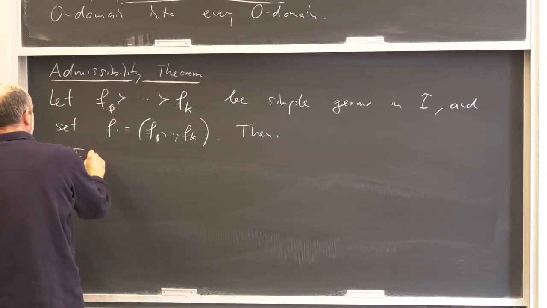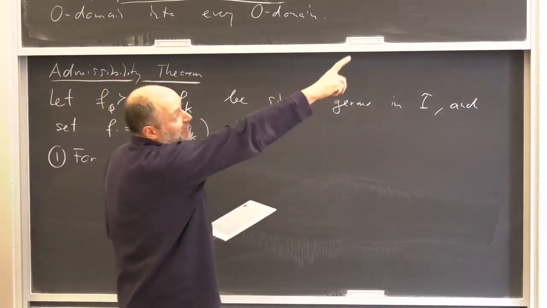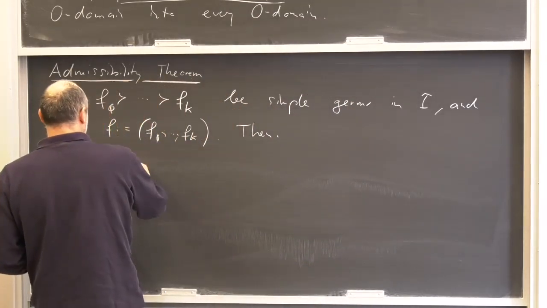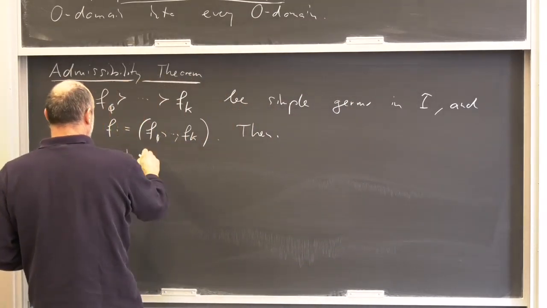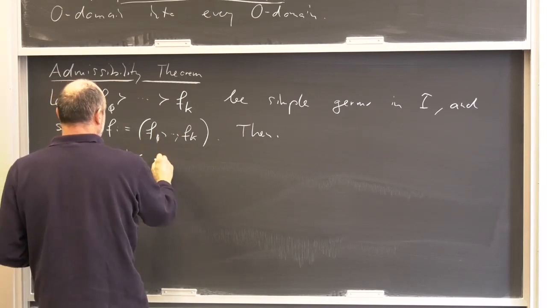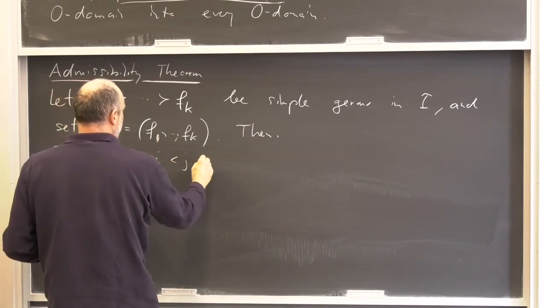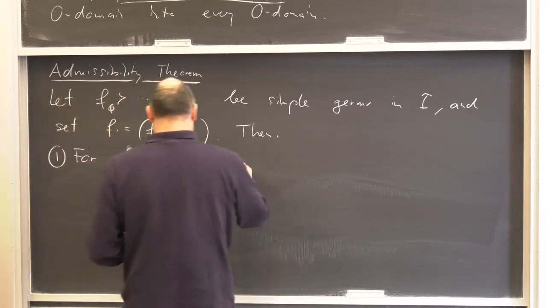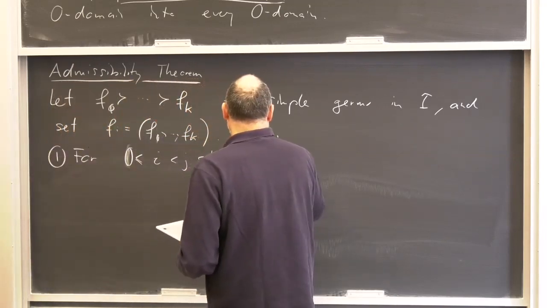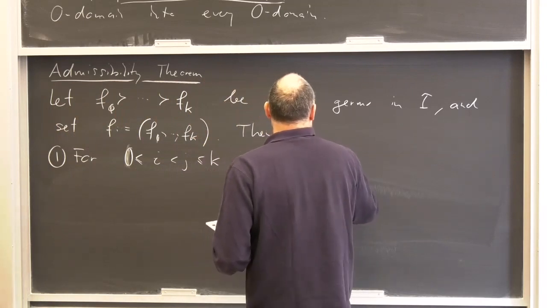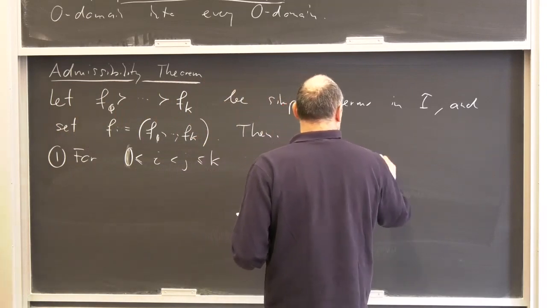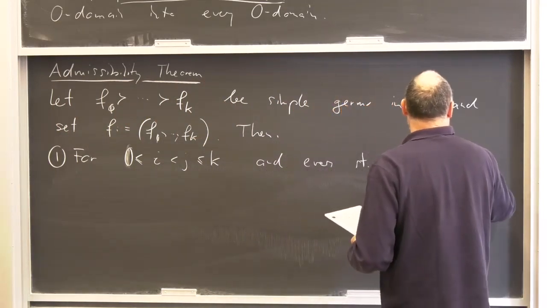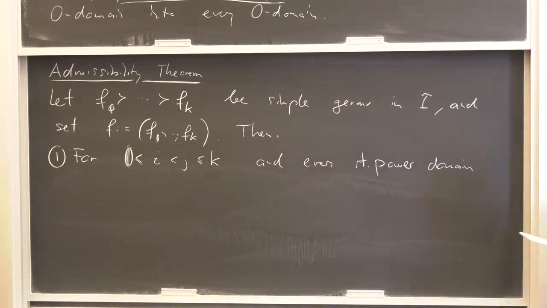So then we get exactly the things we need to carry out this construction. We need to know, for any pair of these F_i, so 1 ≤ i < j ≤ k, and every standard power domain.